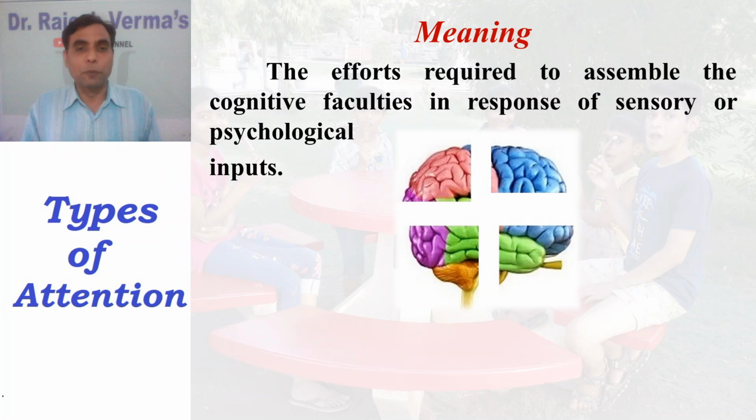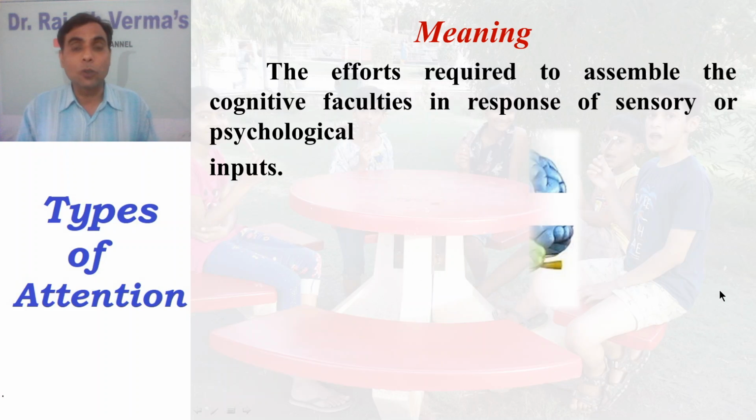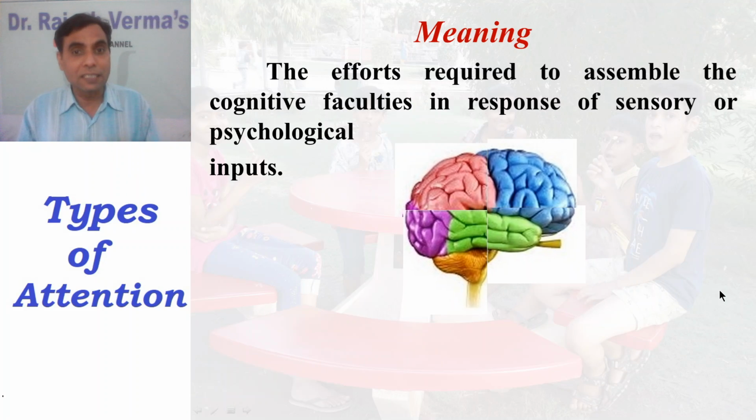One point here I want to make clear is that the image is just a representational image. It is not that your brain is in this shape. I have just shown you how your cognitive faculties are assembled. All cognitive faculties work together in a coordinating fashion this way and produce a meaningful outcome of the information that you have received either from your sensory organs or from your psychological setup. So this is the meaning of attention.